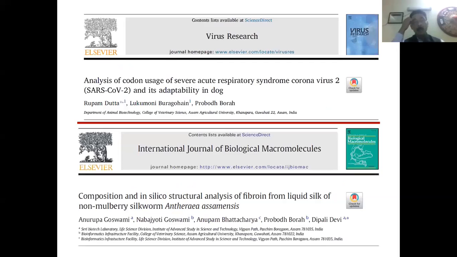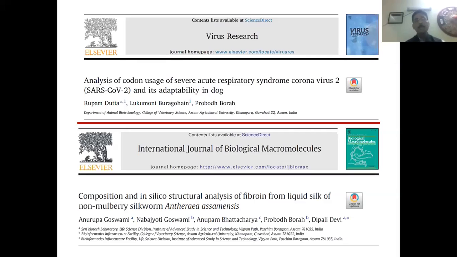Similarly, another work on the SARS-CoV-2 virus, that is COVID-19, was also recently published in Virus Research, another high impact factor journal. That was on analysis of codon usage of severe acute respiratory syndrome coronavirus 2 and its adaptability in dogs. In this work, we established that humans are the favorable host for the SARS-CoV-2 virus, although it can also cause disease in canines. Particularly, it has been reported from several countries already in dogs, in cats, as well as in lions. It has been reported in tigers also.